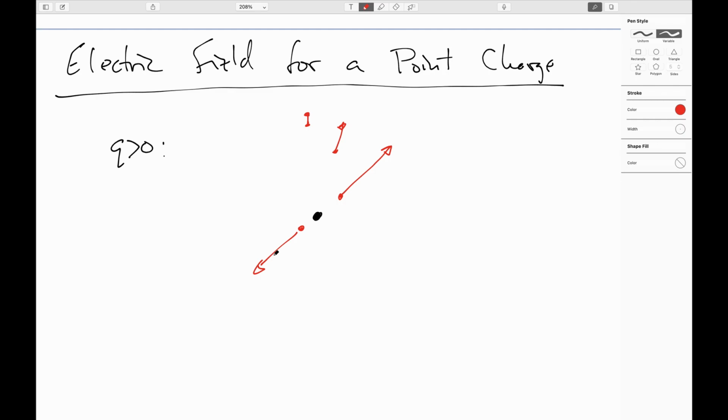It would be nice if we had some convenient vector language to describe this, and we do. Just a quick reminder about the radial unit vector. Let's say this is the point that I am at, and this is my point of interest. The radial unit vector, r hat, is a vector of length 1 that points to the point of interest. If I'm thinking about this location, r hat would point that way. If I'm thinking about this location, r hat points that way, and so forth. It's just a vector of length 1 that points away, or outward.